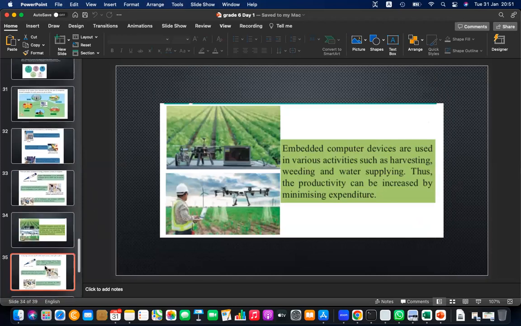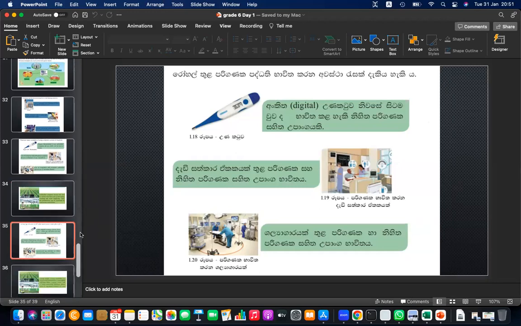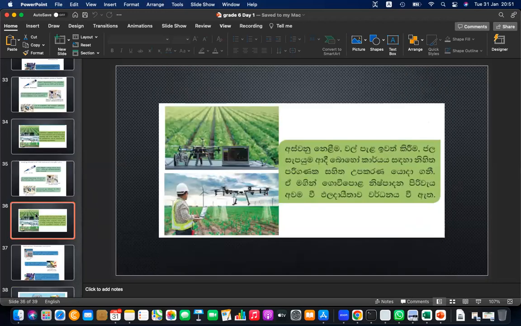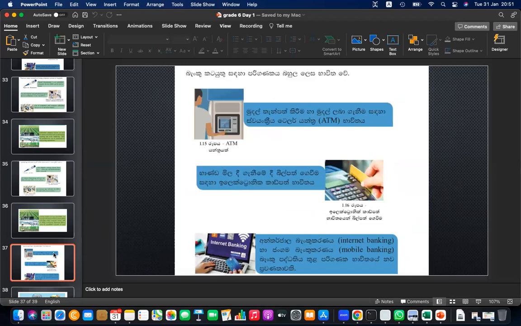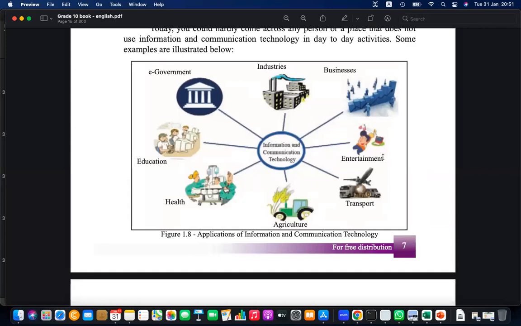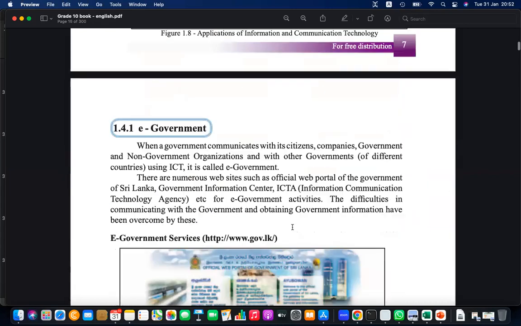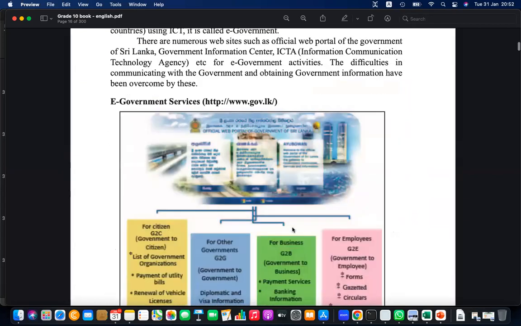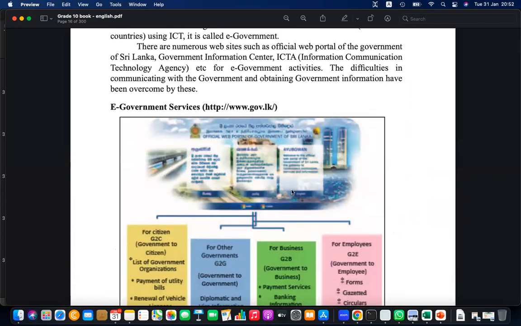Right then, next, in hospitals, for harvests and things like that, in agriculture, depositing money in banks, you can use computers anywhere. Entertainment: listening to songs, watching videos, YouTube, social media, health, education, government, industries, businesses, transport, car systems, airplane systems. These are IT, agriculture, all these things. Okay, e-government, government can use this.